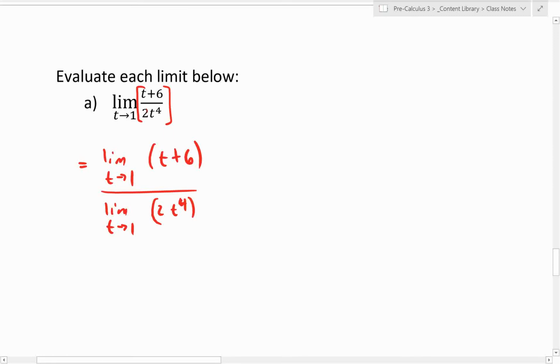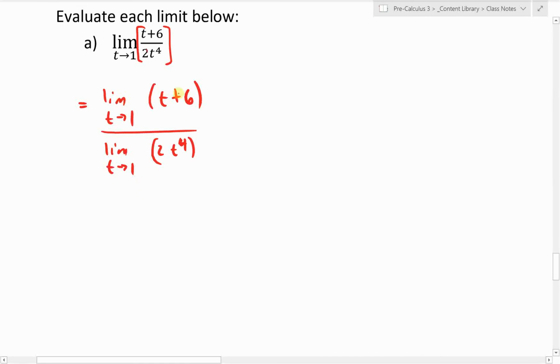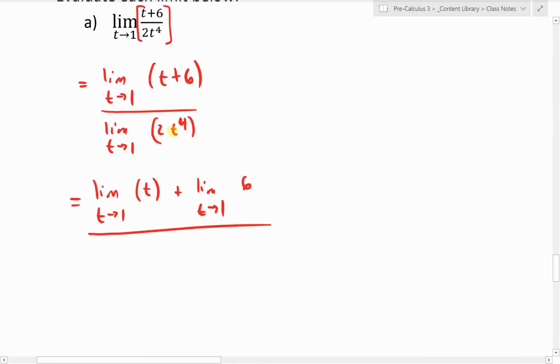Right? Now I could break this down a little bit further. In the numerator, this is the limit of a sum, t + 6, and we saw that the limit of a sum is equal to the sum of the limits. We also saw in the bottom here we have a constant times a power, and we can move the constant out front by the constant multiple rule. So we could write this as 2 times the limit as t approaches 1 of t to the 4th power.